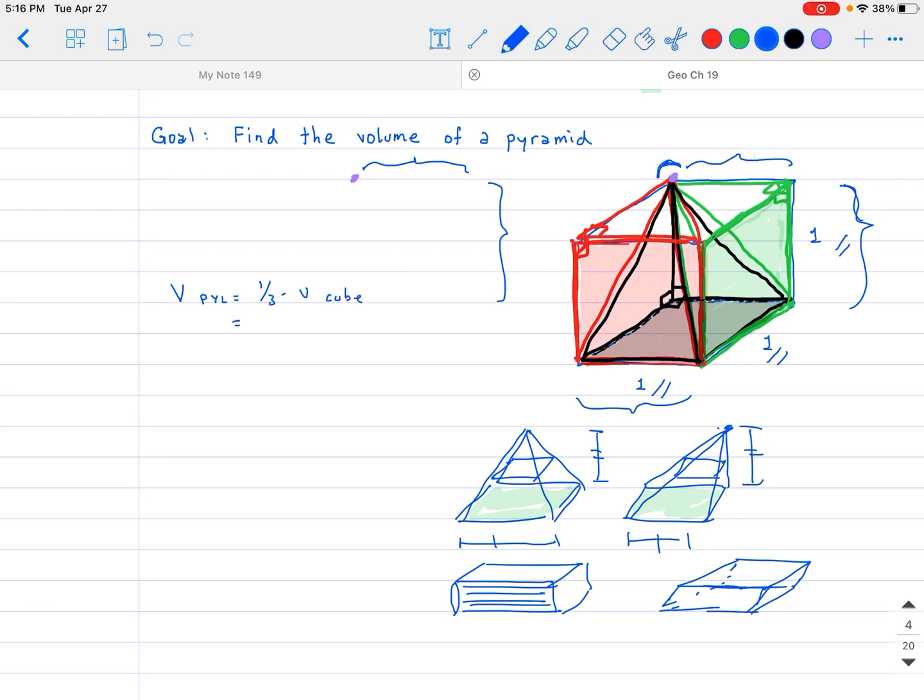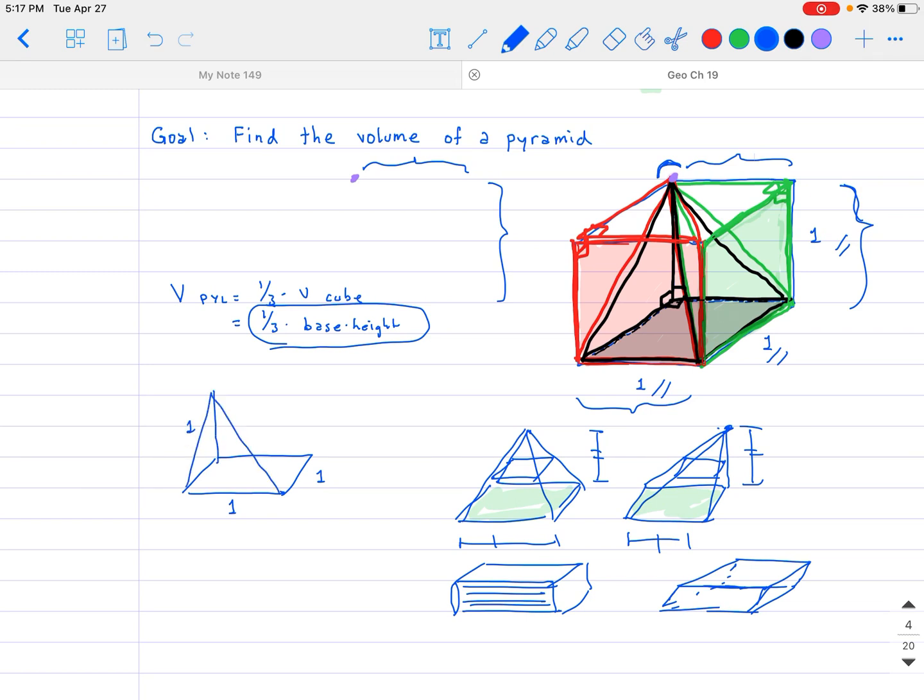So hence, finally, the formula in this case is going to be equal to 1/3 multiplied by the base multiplied by the height. Okay, so that right there is how we find the volume of the pyramid. So in our case here, remember the base is supposed to be a square, right? So the base area is going to be 1 times 1. And then the height over here, we said that that's equal to 1.